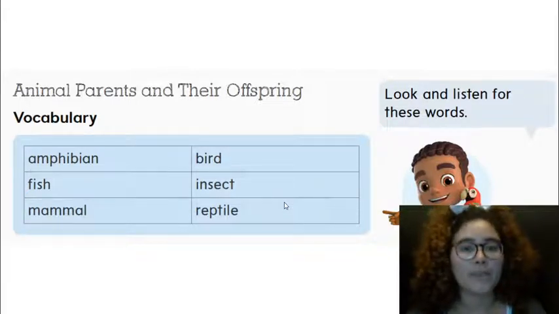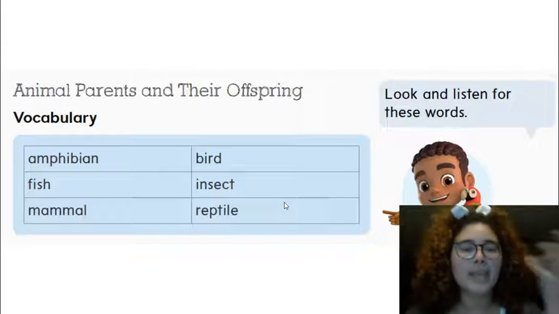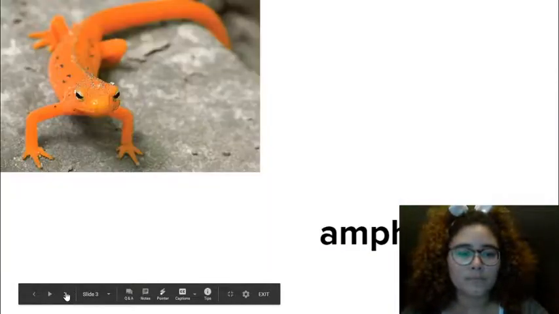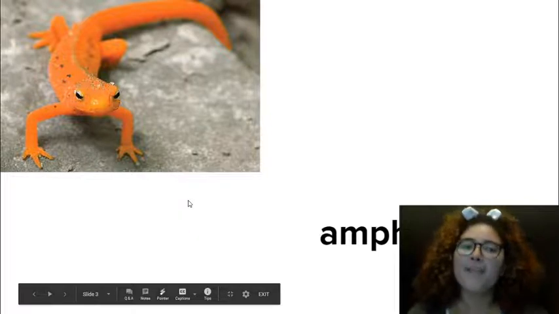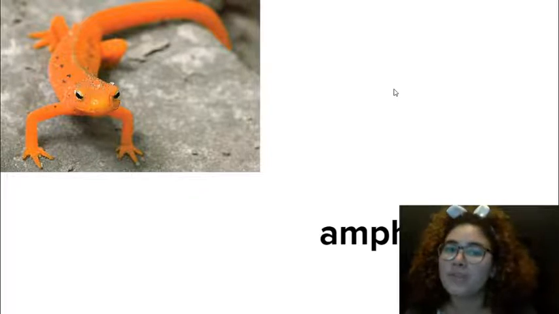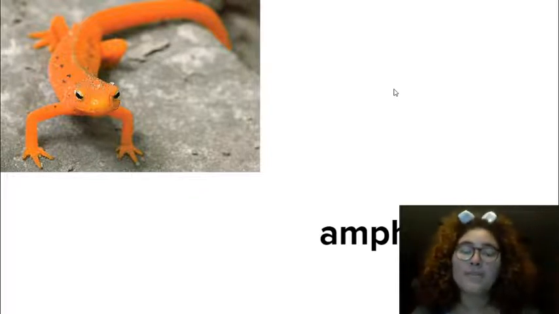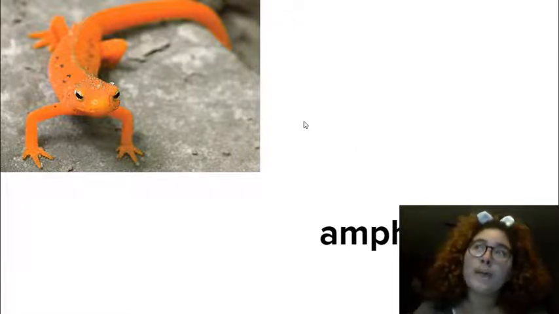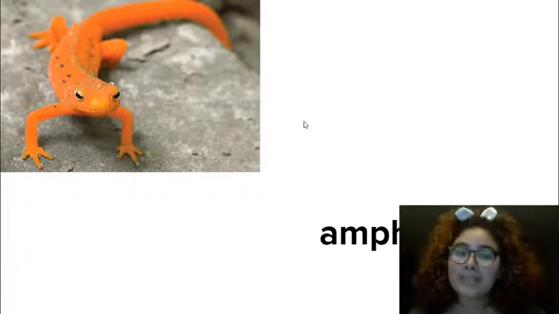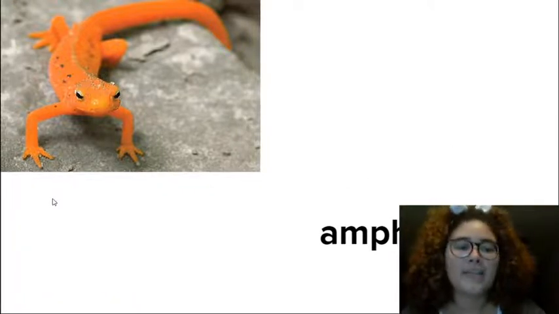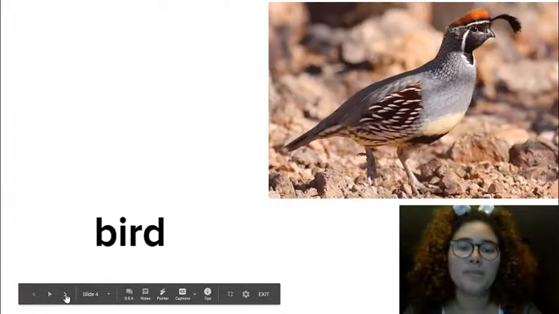Now, we're going to see some examples so you can get an idea of what type of animals we're talking about. For example, let's see if this will move. Amphibian. Amphibians refer to certain types of lizards and usually frogs, those animals that can be inside and outside of water. And also some turtles can be considered amphibians. So we're going to be seeing some of those throughout our lesson. Okay? If we continue, bird.